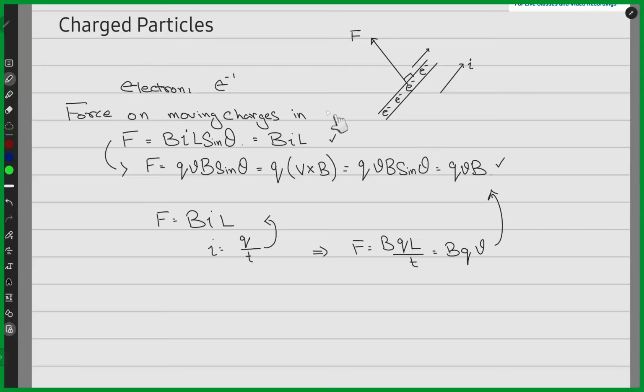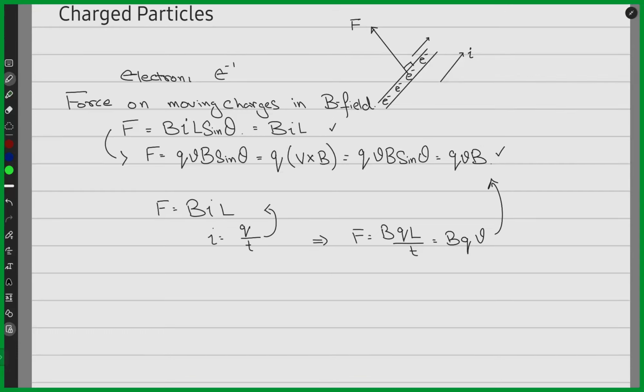In B field. Okay, so any questions so far? No, sir. Okay, so now, all right, this is the story of the force experienced on a moving charge in a magnetic field.